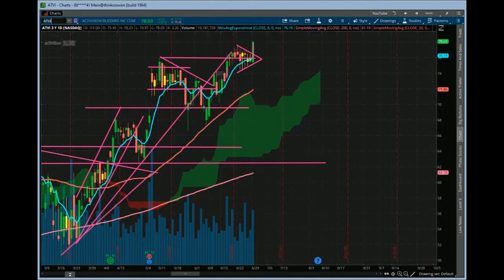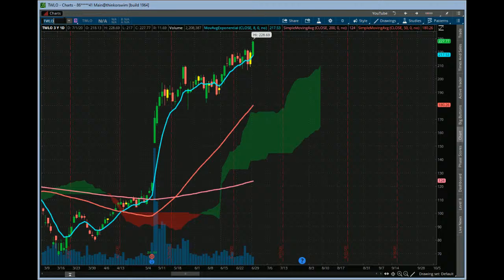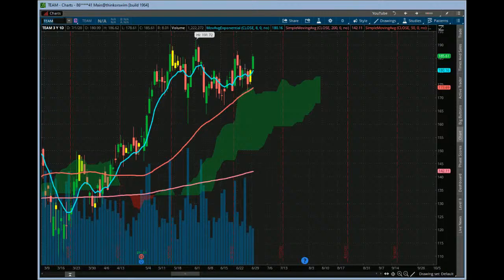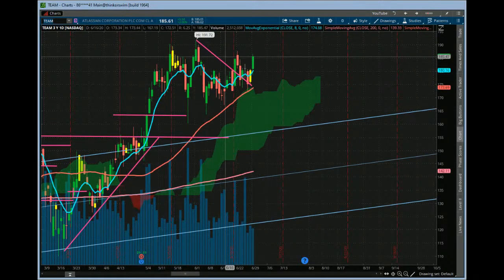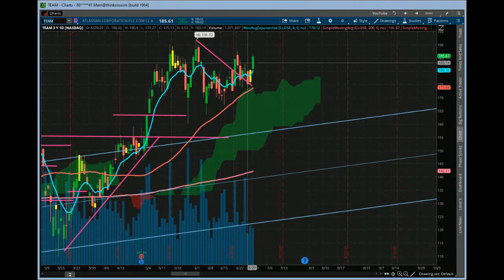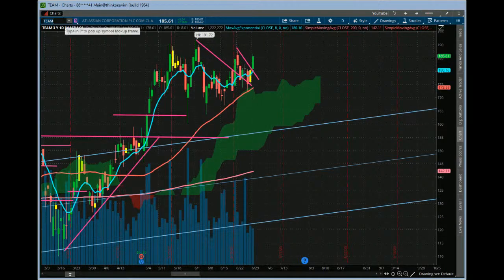Anyway, good stuff there. Twilio. Yeah, lots of strength in the software names. Low volume on this candle, so just be careful with that one. And then TEAM. I'll take a low volume pullback, but a low volume breakout, I'm going to pass every time. And then TEAM again, nice move out of these levels right here. But again, watch your volume on that one too. So a little bit of a breakout right there, but again, a little bit lower volume. So just be careful. Bullish stuff, good stuff.